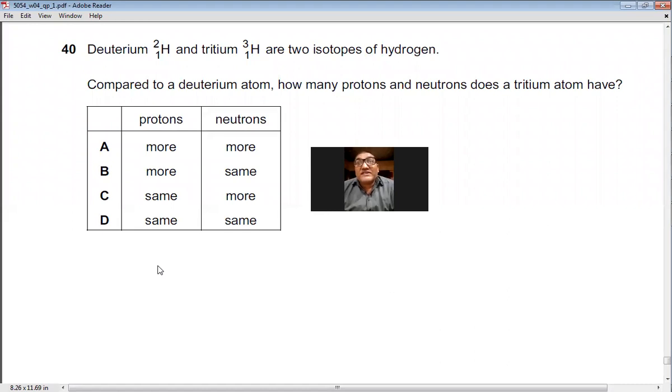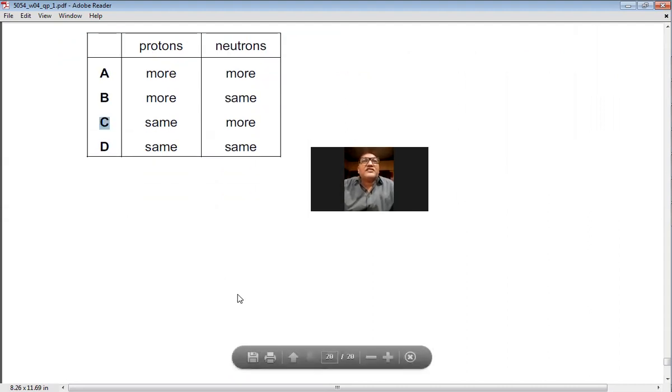So try to understand this sentence. Compared to a deuterium atom, how many protons and neutrons does a tritium atom have? So we are talking about tritium compared to the deuterium. So tritium has the same proton number, but one more neutron. So C is the choice, sir. Question number 40, C is the right choice.